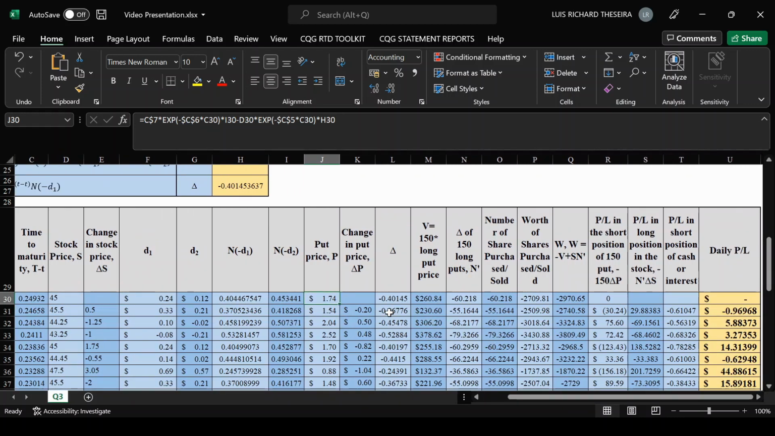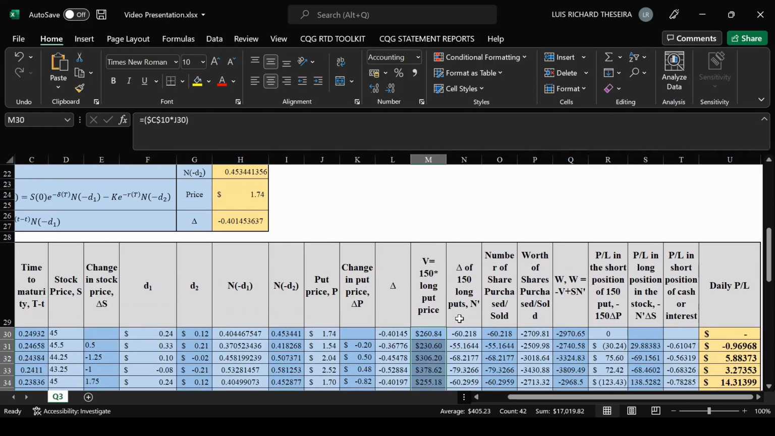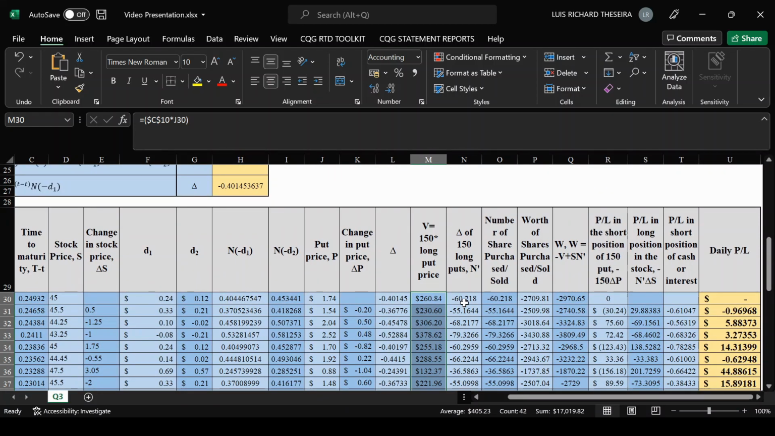After that, we need to find the variable V, which is basically the number of shares multiplied by the long put price, which is basically 150, the number of shares, multiplied by the long put price. So we can drag it down for each individual day, since each individual put price is different. And then now we find the number of shares purchased or sold, which is also basically the delta of 150 long puts. That is basically 150 multiplied by the delta.